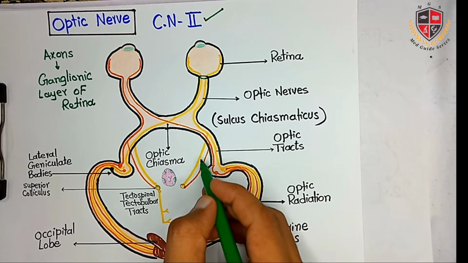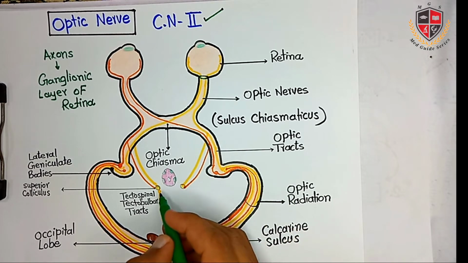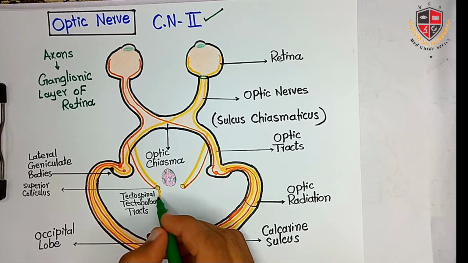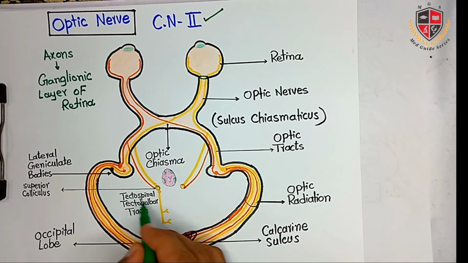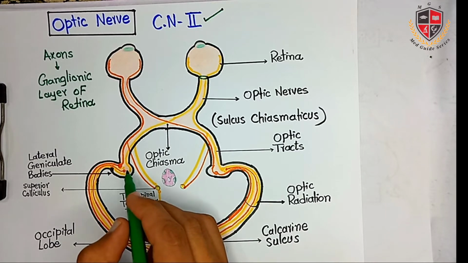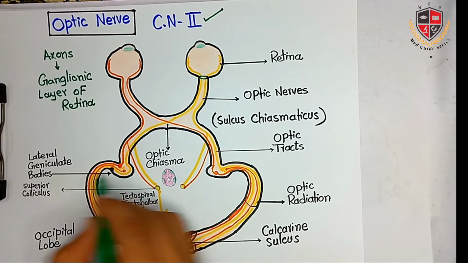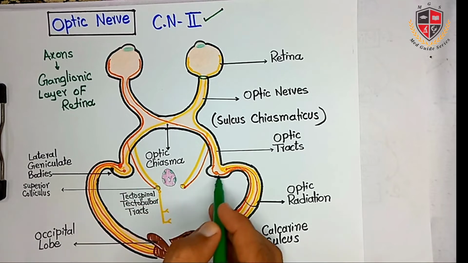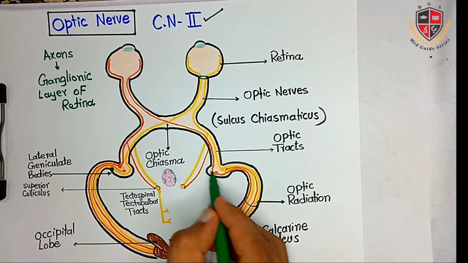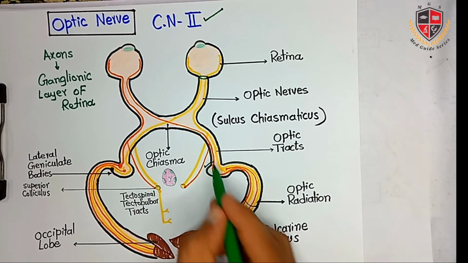The optic tract first goes to the superior colliculus to form tectospinal and tectobulbar tracts, and then it goes to the lateral geniculate bodies. These are the lateral geniculate bodies.